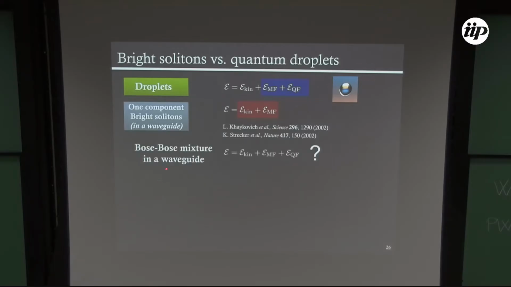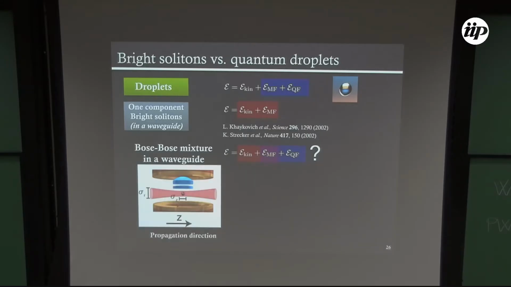energy. In our system, if we place a Bose-Bose mixture in an optical waveguide, we will have these three terms, the kinetic, the mean field, and the quantum fluctuation part, and at some point the effect of the three will interplay. So what I expect to see is either a transition or a crossover between the two systems, because the three energy terms play an important role.